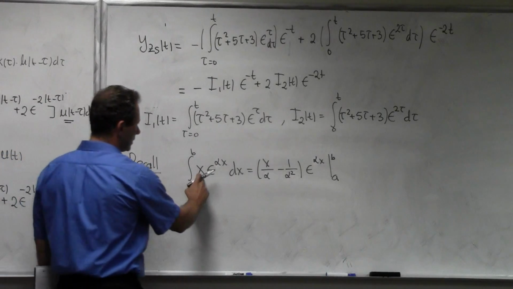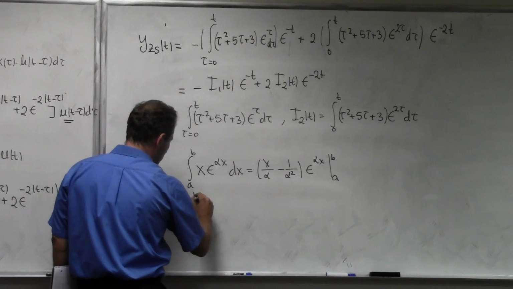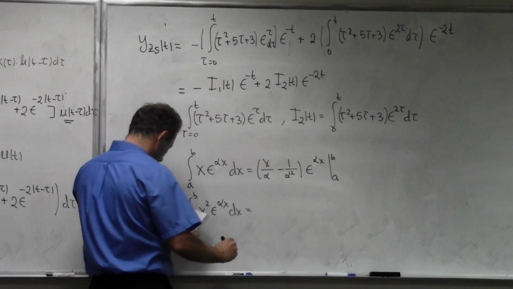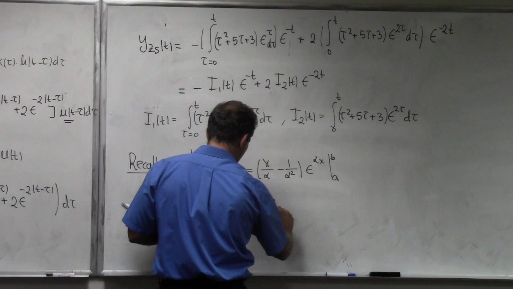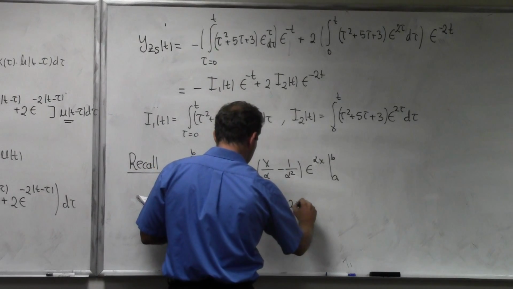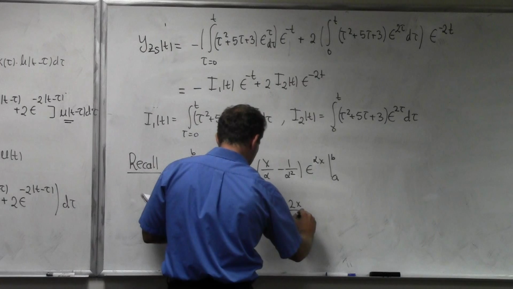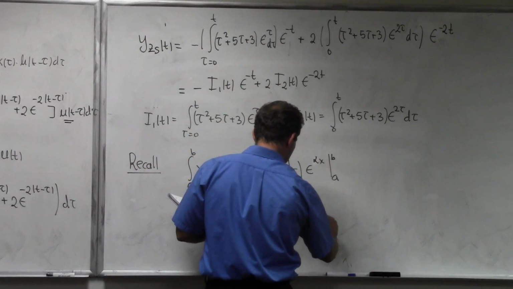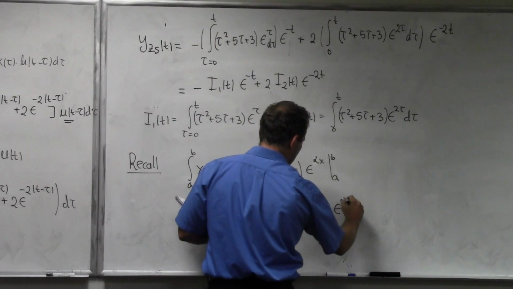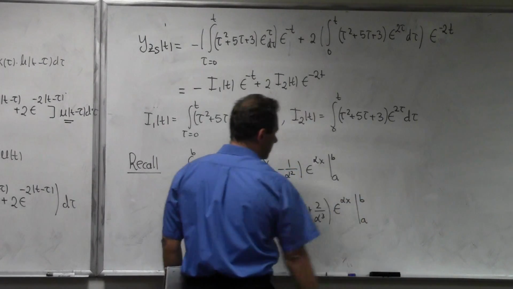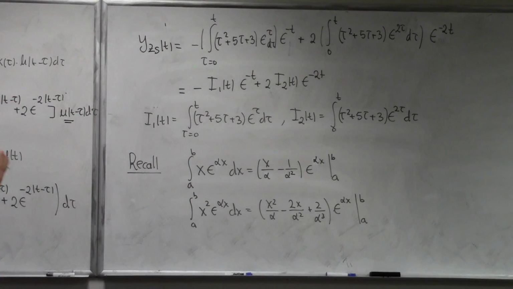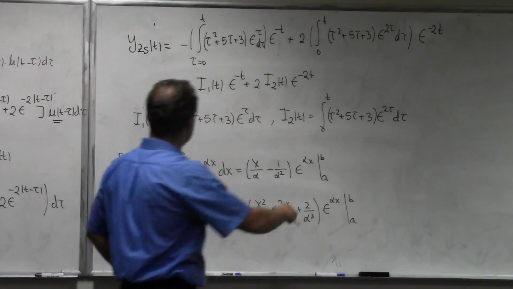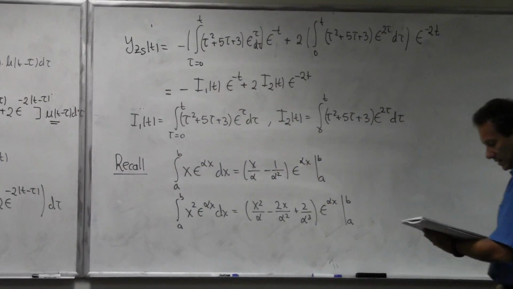So that's if you integrate the first order. If you integrate from a to b second order, x squared e to the alpha x dx, then this ends up being x squared over alpha minus 2x over alpha squared plus 2 over alpha cubed, times e to the alpha x from a to b. All right, so those are two table integrals that we're going to utilize in this case. Knowing these two, then I can evaluate I1 and I2.